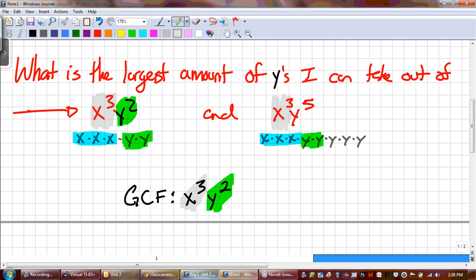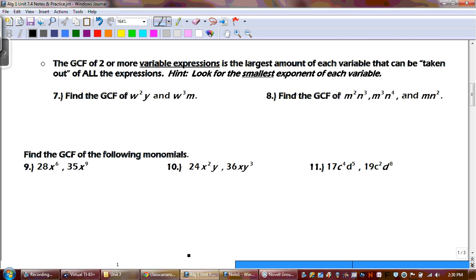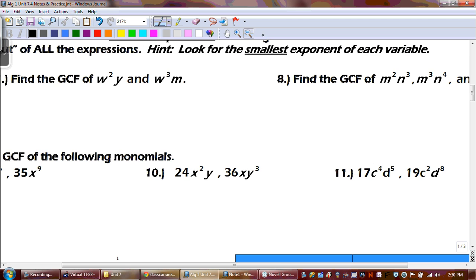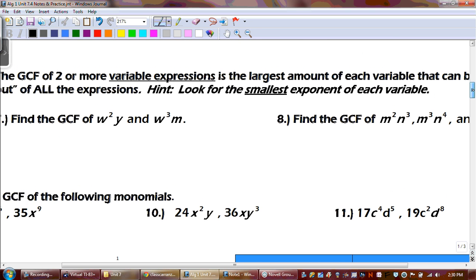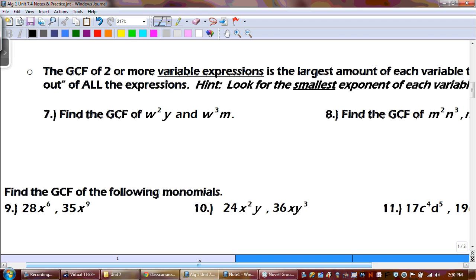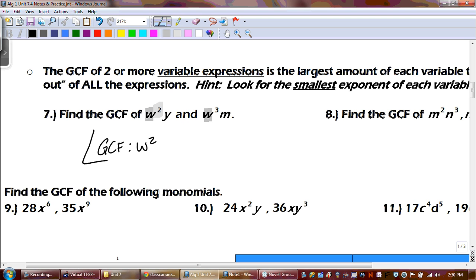Okay? So let's look at the notes. Find the GCF of w squared y and w cubed m. Well, let's take a look. Which variable do they both have? Well, they both have w's, right? Which one's smaller? The 2. So my GCF is w squared.